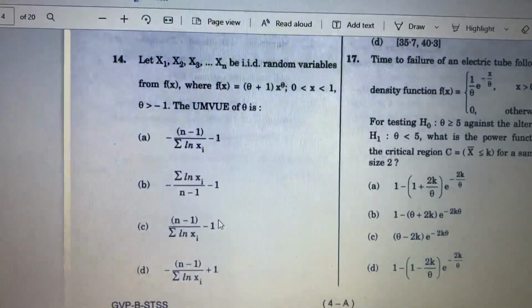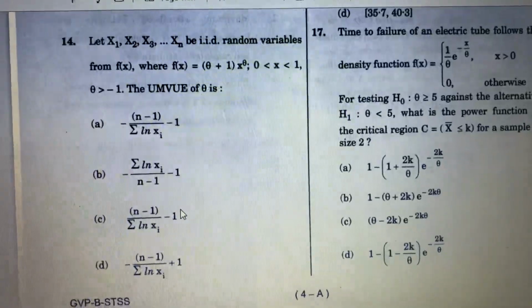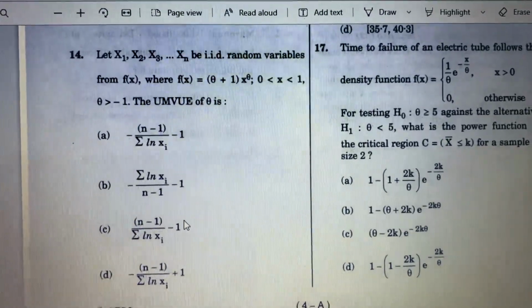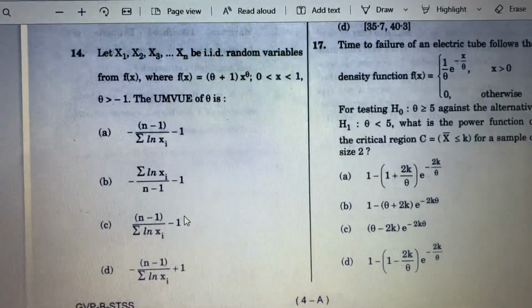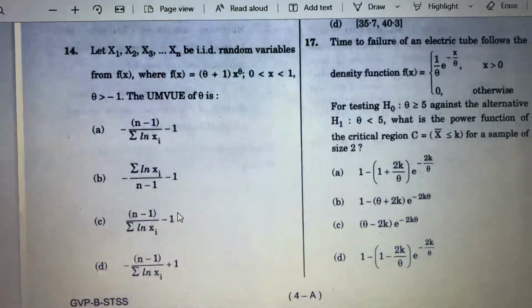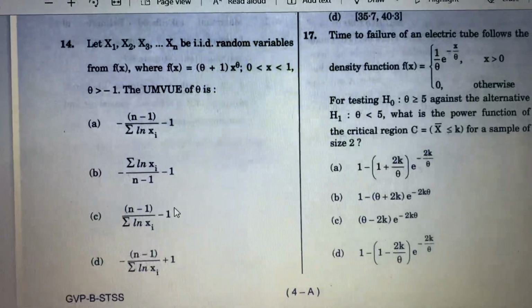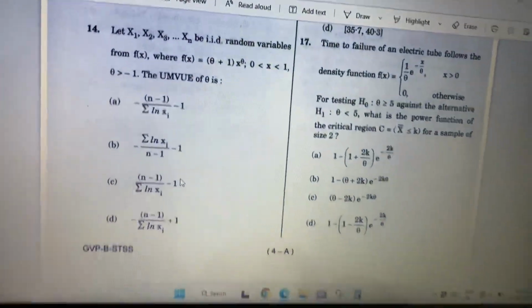We are solving ISS 2022 paper 2 question number 14. We are given that X1 to Xn are IID random variables from f(x), and its PDF is given like this, where x lies between 0 and 1 and theta is greater than minus 1. Then the MVUE of theta is this. We need to find the MVUE of theta. So how do we find it?